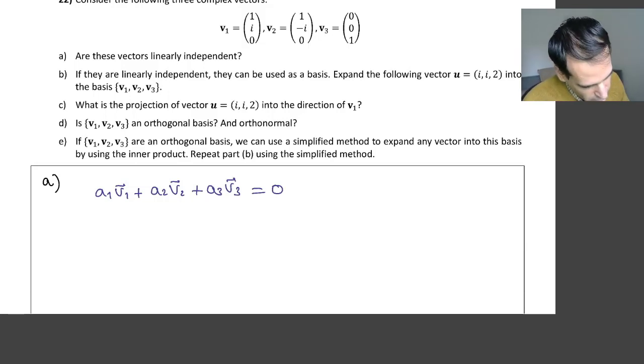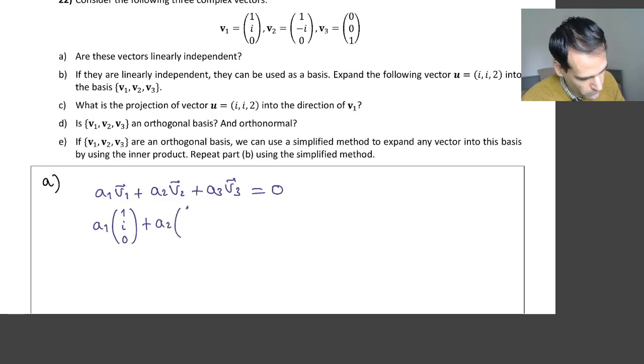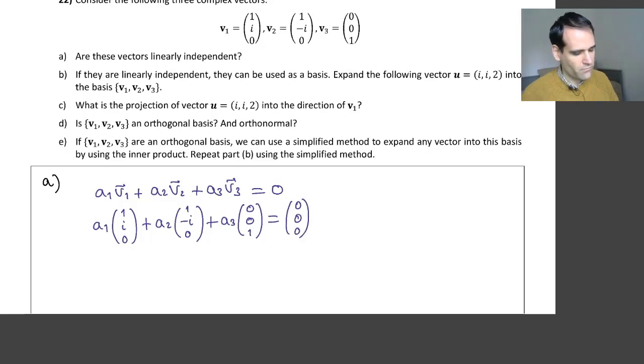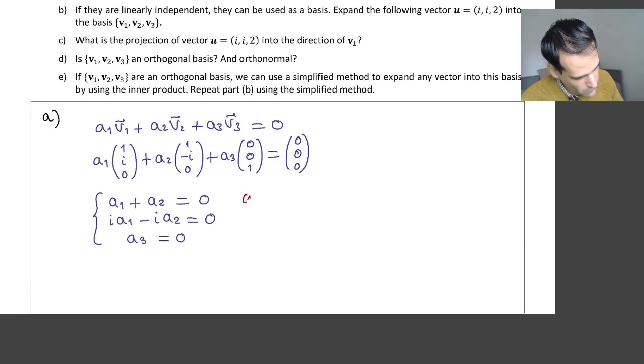So this is a system of equations in which we can substitute the 3 vectors, and we get A1 times the first vector plus A2 times the second vector plus A3 times the third vector equals 0, 0, 0. So these are basically 3 equations, and let's number them. We need to solve this simultaneous system of equations.